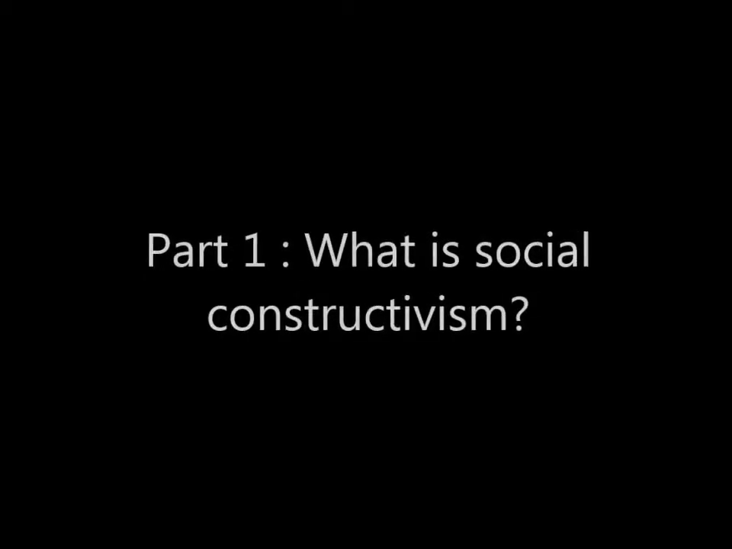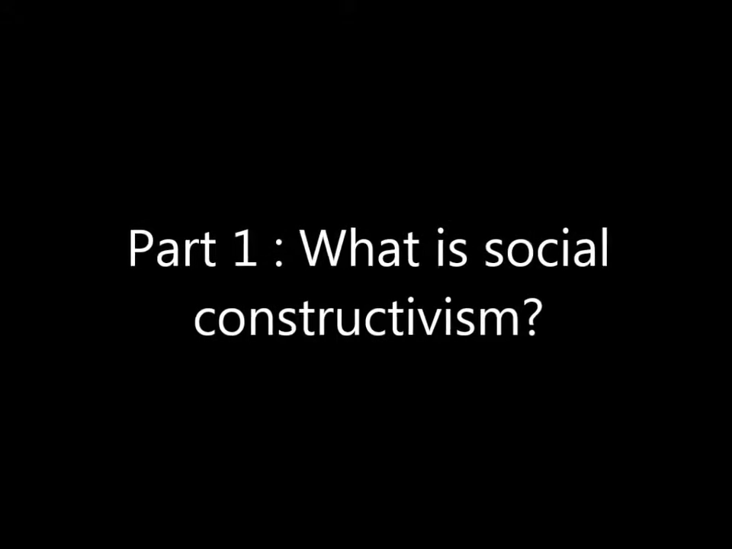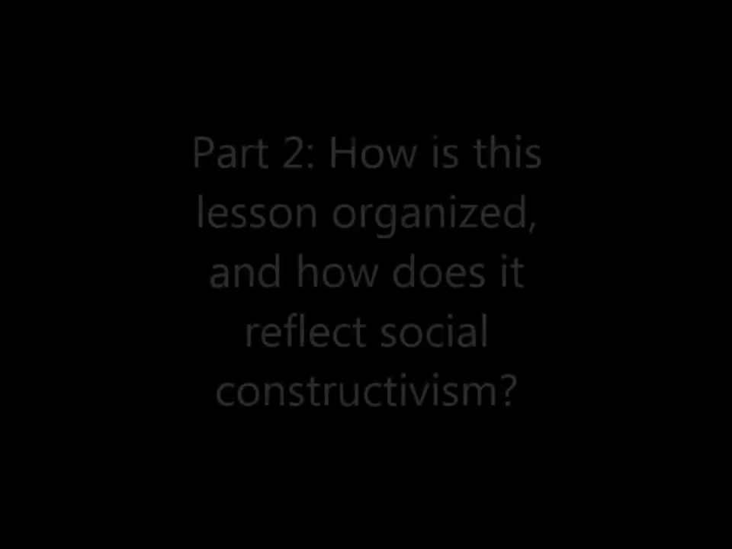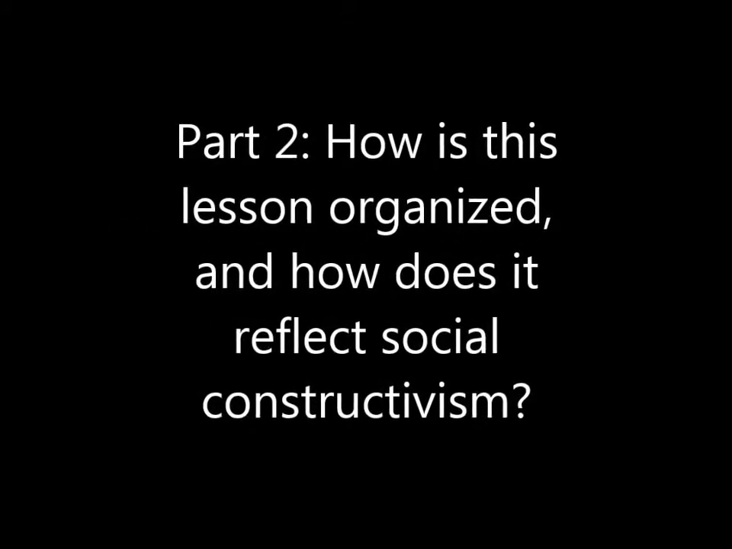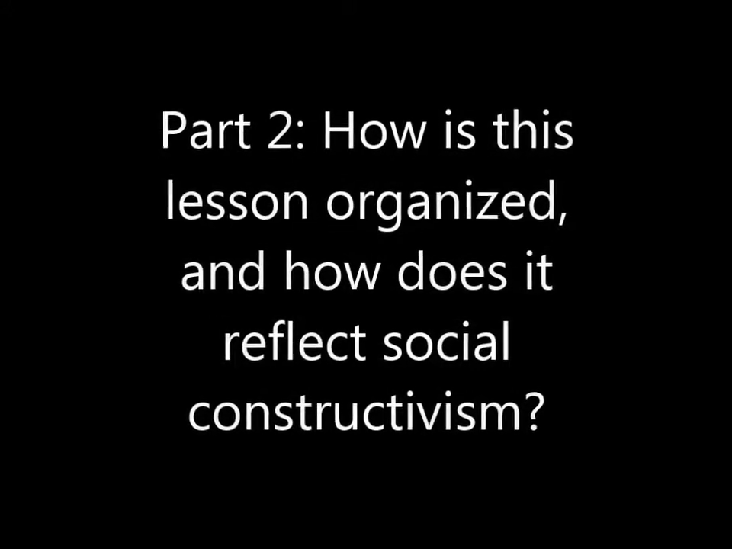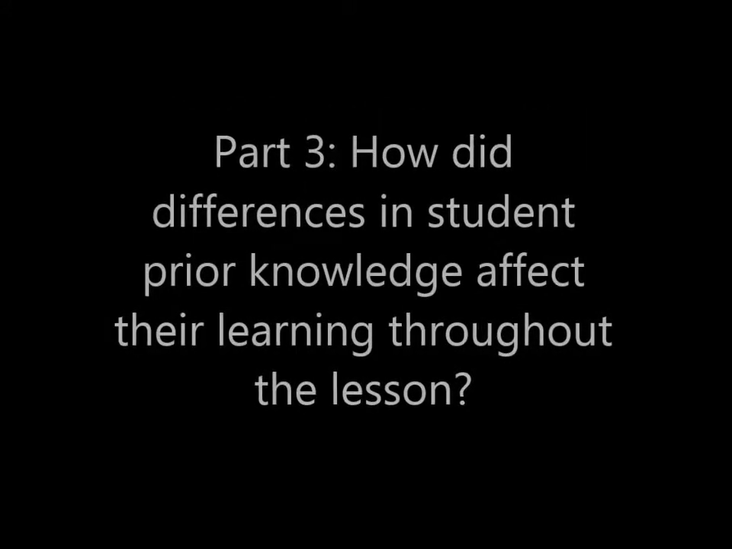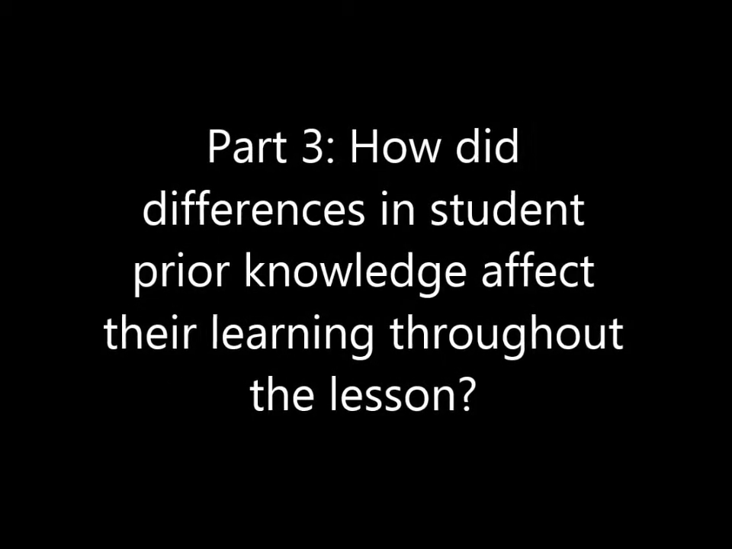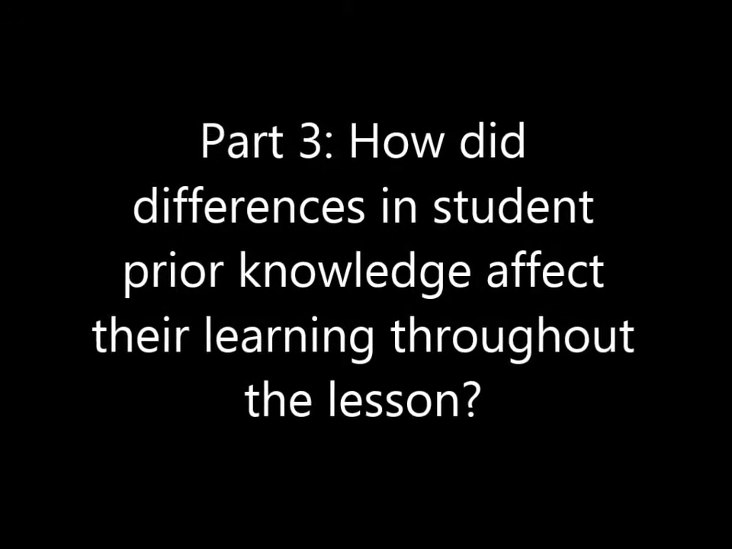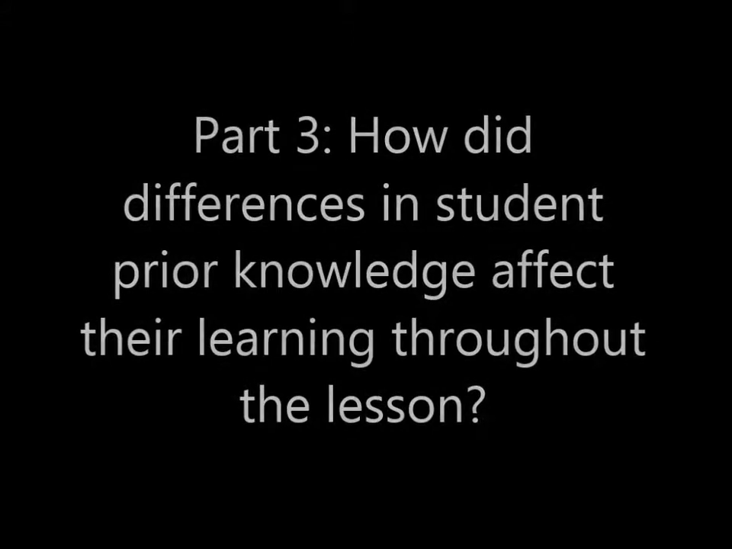This video is divided into 3 main sections. In the first section, I will identify key features of social constructivist learning theory. In the second section, I will discuss the components of my lesson and how they reflect social constructivism. In the third and final section of the video, I will provide evidence from the lesson to suggest that differences in student prior knowledge affect current learning.